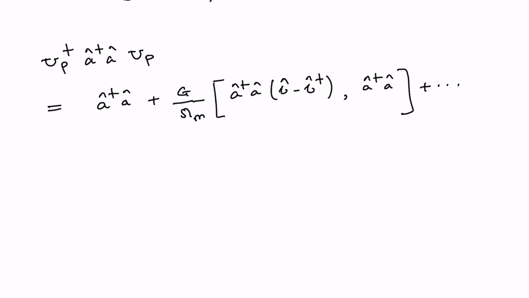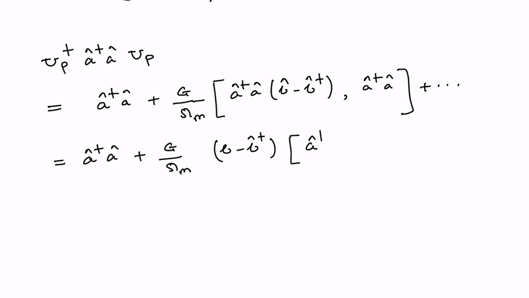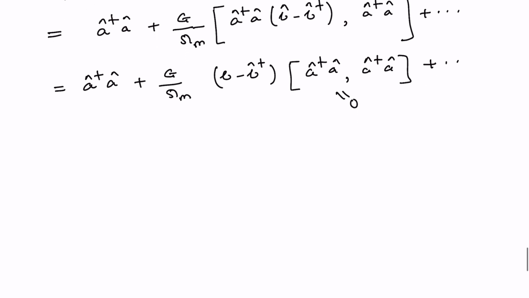So let me first find the commutation relation: [a†a, a†a] plus Z/Ω_m. Let me take (b − b†) out. You can immediately see that this term is going to give you 0. And because this commutation is 0, all the higher order terms are also going to disappear. So you will be simply left with a†a.